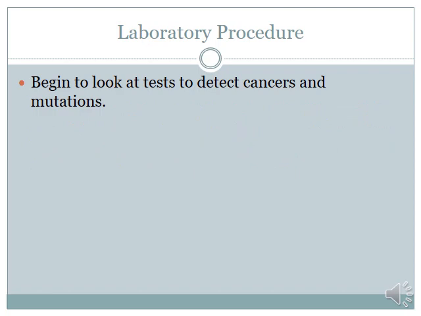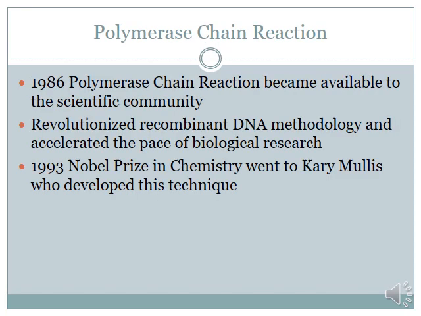So let's begin to look at tests to detect cancers and other mutations. We will look first at the polymerase chain reaction, PCR. In 1986, polymerase chain reaction became available to the scientific community. It revolutionized recombinant DNA methodology and accelerated the pace of biological research. In 1993, the Nobel Prize in Chemistry went to Kary Mullis, who developed this technique.